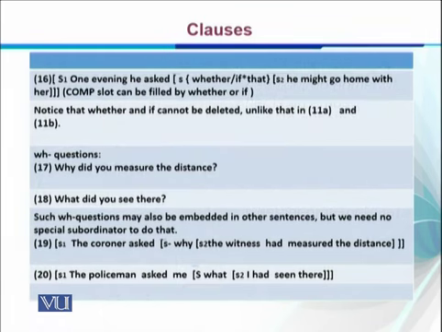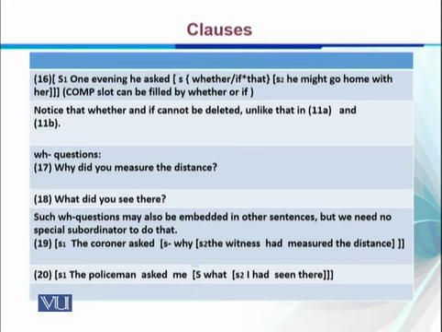The sentence 13 may be bracketed as follows: one evening he asked whether, if, not that, he might go home with her. The complementizer slot can be filled by whether or if, but not with that. Repeatedly I say, notice that whether and if cannot be deleted, unlike that. I've said that that can be omitted, as we can omit that from he said he would come, but we cannot say he asked he might go, because we need to bring whether or if.